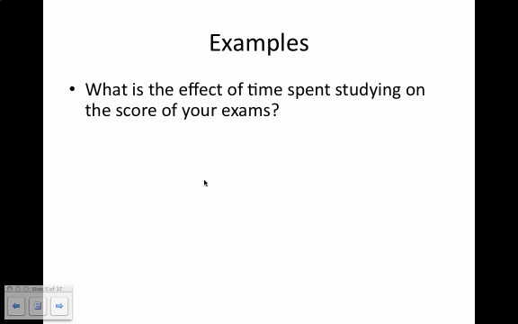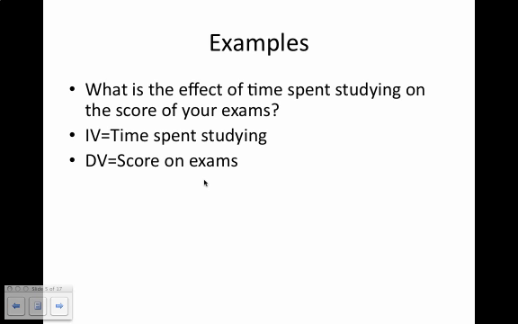A couple of examples. In this scenario, I'm asking you, what is the effect of time spent studying on the score of your exams? Obviously, the more time you study for an exam, the better your score is. But if we were to identify the independent variable and the dependent variable, it will go something like this. The independent variable is the time spent studying, and the dependent variable is the score on exams. So for the title of our graph, we would write score versus time.